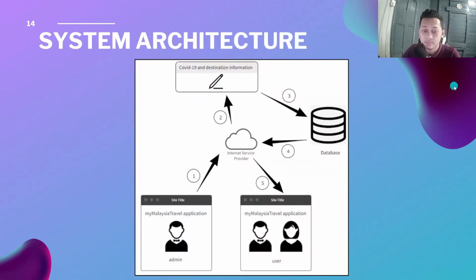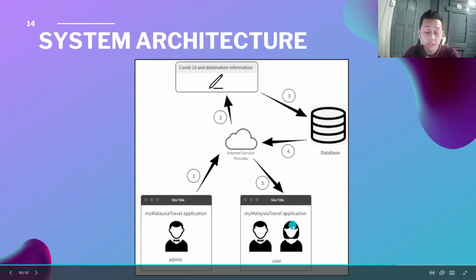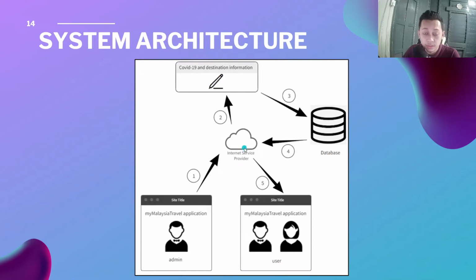For the system architecture, first, the admin will control the system and the data in the system. It will ask the internet service provider to run the script of the web scraping technique. The web scraping technique will then retrieve the COVID-19 and destination information from the selected websites mentioned before. After that, the data retrieved will be stored in the database. After that, all the data in the database will be manipulated and displayed in the myMalaysiaTravel application for the user through the internet service provider again.